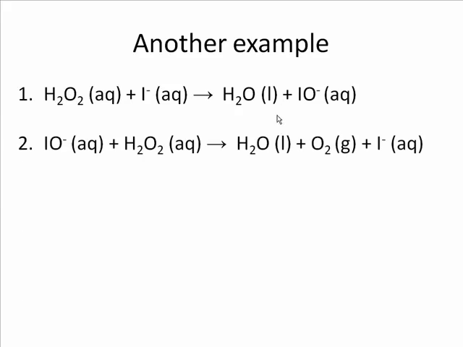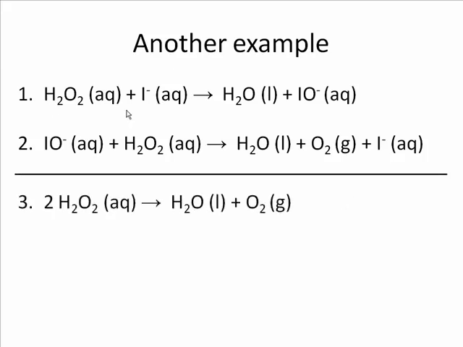The second step has the hypoiodite ion reacting with another hydrogen peroxide. And this time you get another water molecule generated and an O2, and you get your I minus back. So the net reaction, we just add these two together. The hypoiodites cancel out, and so do the iodides. And the net reaction is two molecules of hydrogen peroxide break down to give one molecule of water and one molecule of O2. Again, we'll look at these special species that we've canceled out.